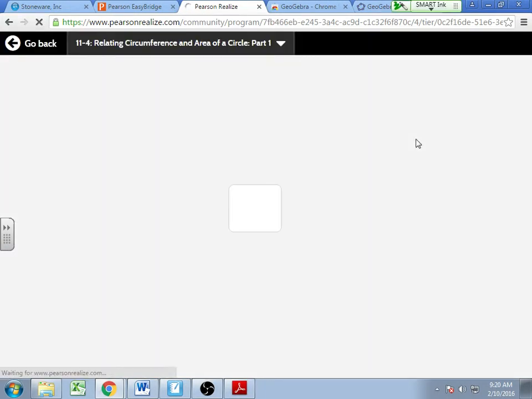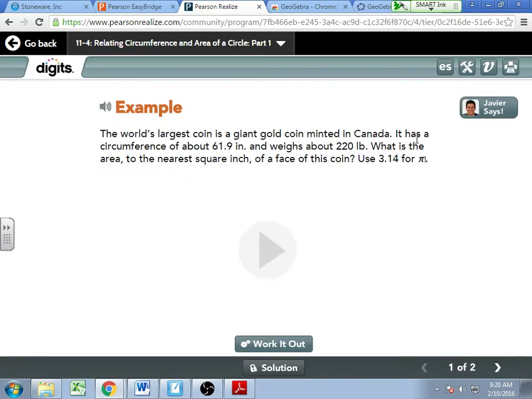All right, so let's actually dive in and do some problems. At least when this was made, this was true. The world's largest coin is a giant gold coin in Canada, has a circumference of 61.9 inches. What else is about 61 inches tall? Us. Almost 62.